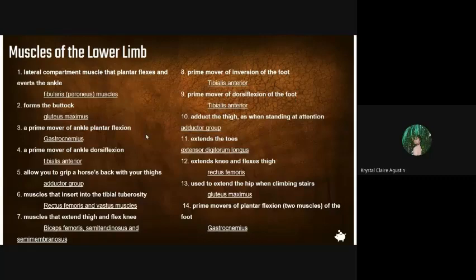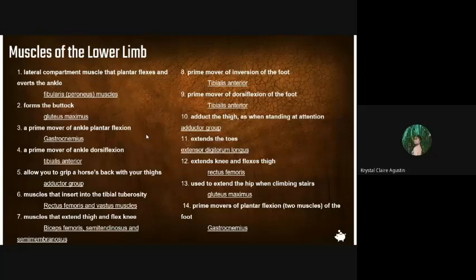And number 5, allows you to grip a horse's back with your thighs. It is the adductor group. And 6, muscles that insert into the tibial tuberosity. It is the rectus femoris and vastus muscles. And number 7, muscles that extend the thigh and flex the knee. It is biceps femoris, semitendinosus, and semimembranosus.